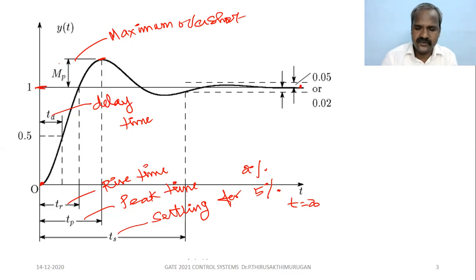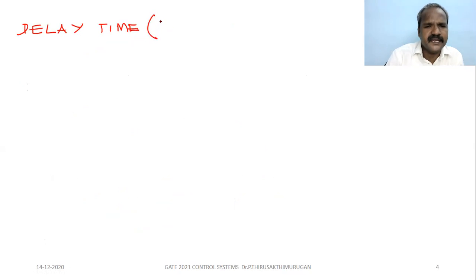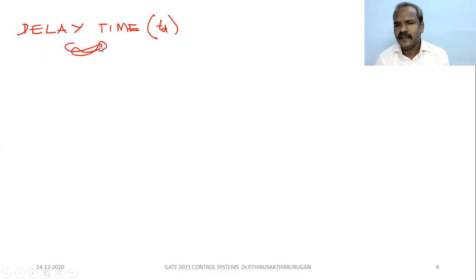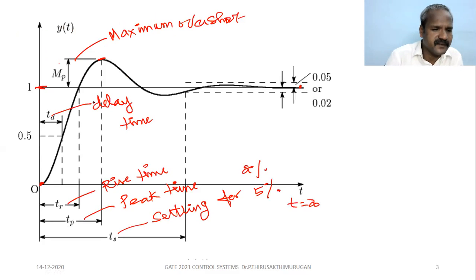So the first one is delay time. What is delay time, TD? It is the time taken by the response to go from 0 to 50% of the steady state value. This is the steady state, and this is 50%. So the time taken to reach 0.5, 50% of the final or steady state value.